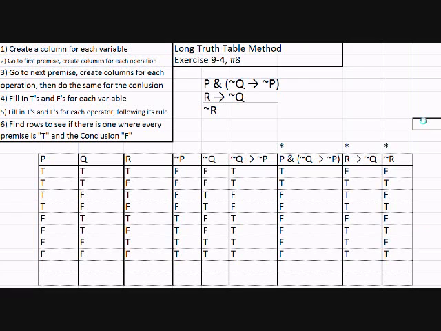We can identify the invalid if it's the case that we would have in our cells a scenario where for the same row we would have true for all the premises and false for the conclusion. Since we have no such scenario in this table, we can therefore conclude that this argument is valid.